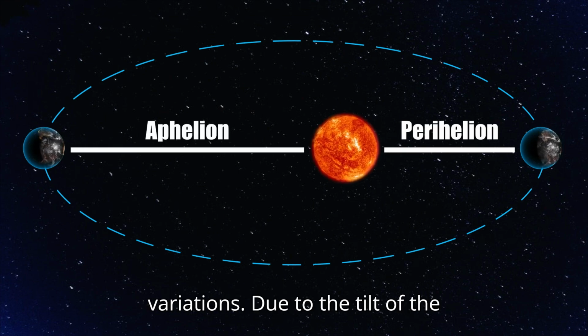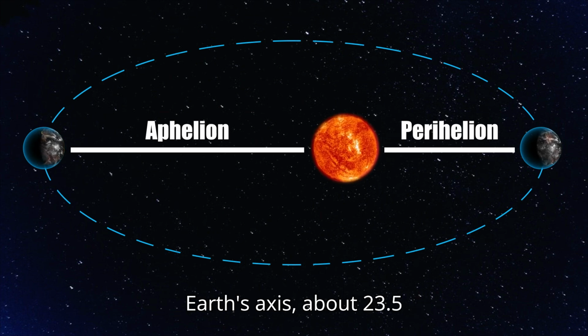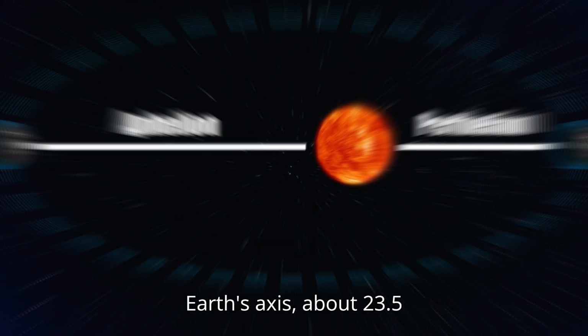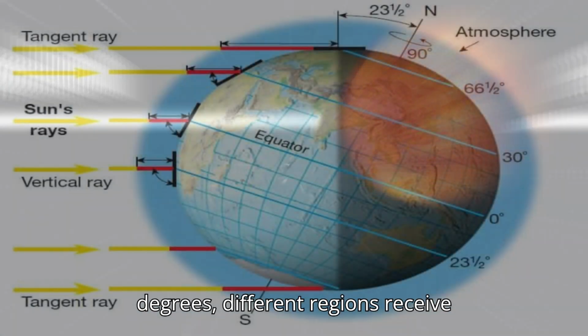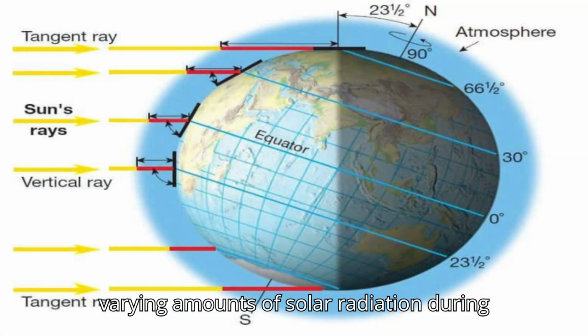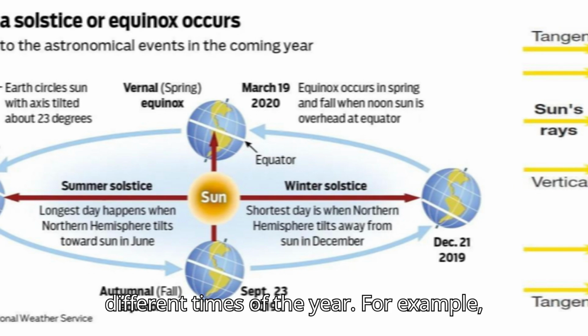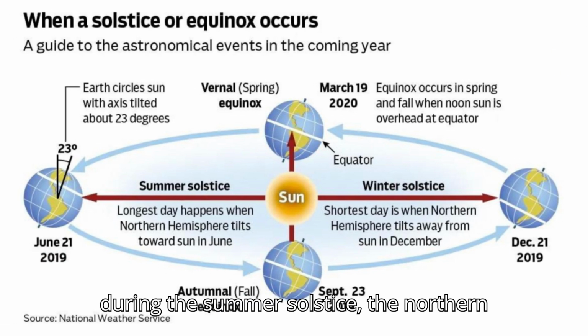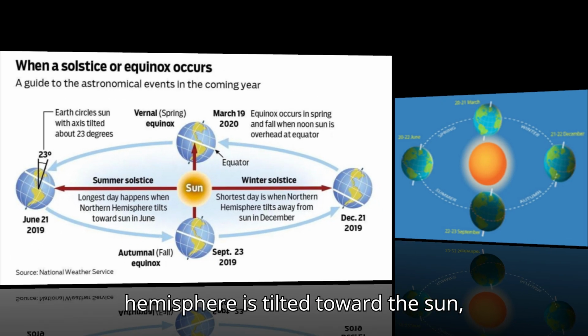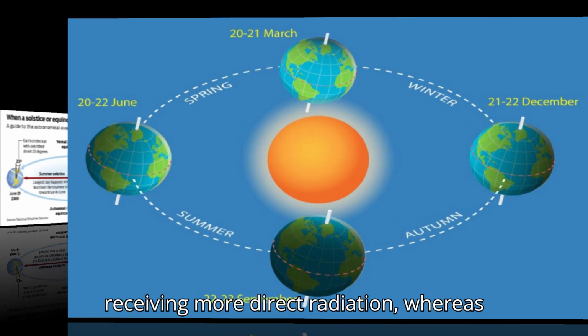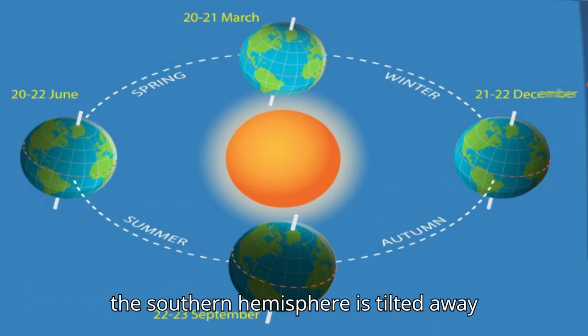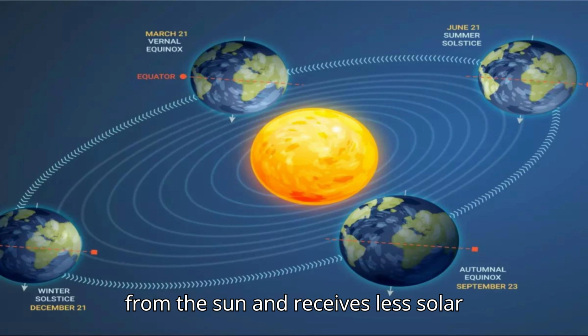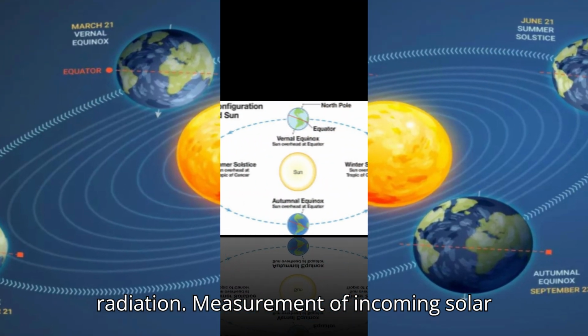Seasonal variations. Due to the tilt of the Earth's axis, about 23.5 degrees, different regions receive varying amounts of solar radiation during different times of the year. For example, during the summer solstice, the northern hemisphere is tilted toward the Sun, receiving more direct radiation, whereas the southern hemisphere is tilted away from the Sun and receives less solar radiation.